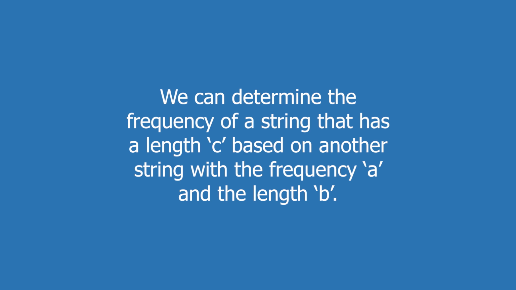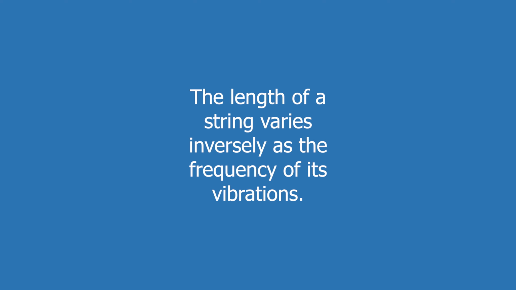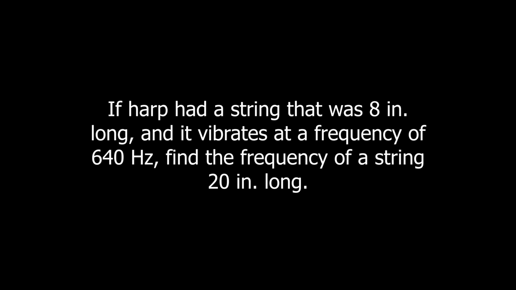length. During the course of the year, we learned about variation during Unit 2. We can determine the frequency of a string that has a length C based on another string with a frequency A and the length B. This is because the length of a string varies inversely as the frequency of its vibrations. For instance, if we had a harp string that was 8 inches long and it vibrated at a frequency of 640 Hz, we could find the frequency of a string that was, say, 20 inches.